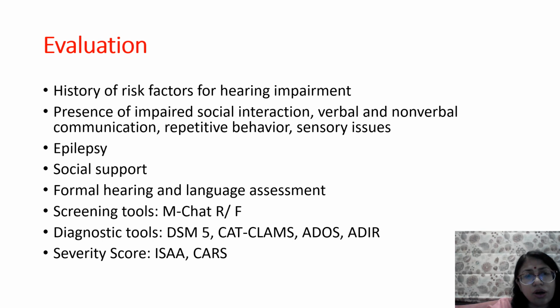So how do we evaluate? We take the history of risk factors for hearing impairment. We look for impaired social interaction, impaired verbal and non-verbal communication, and repetitive behavior or sensory issues. We look for epilepsy. We see how much social support there is and what the family structure is like. Do a formal hearing and language assessment. The screening tool that may be used is M-CHAT for autism. For confirmation of the diagnosis of autism, we can use diagnostic tools like DSM-5, ICD-10, ADOS, ADI-R. For language, we can use CAT/CLAMS, and for severity assessment of autism, we can use tools like ISAA or CARS.